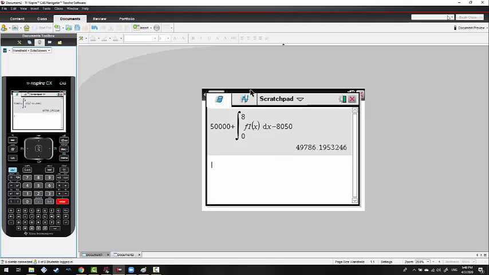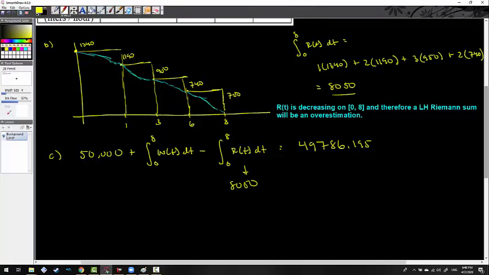So I wrote down the wrong thing. So it should be this number, 49786.195. So, with this being the number that I'm looking for, they actually tell me to round to the nearest liter. So that means that at the end of the day, there are 49786 liters in the tank.